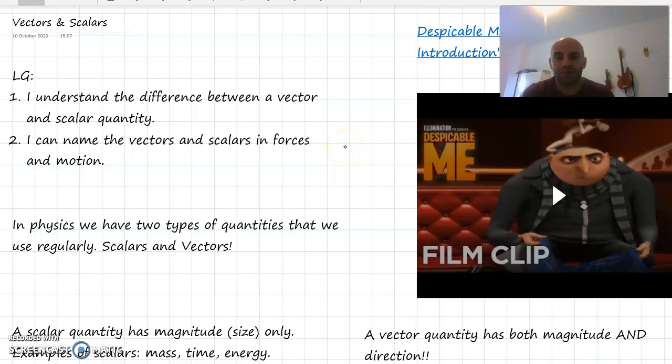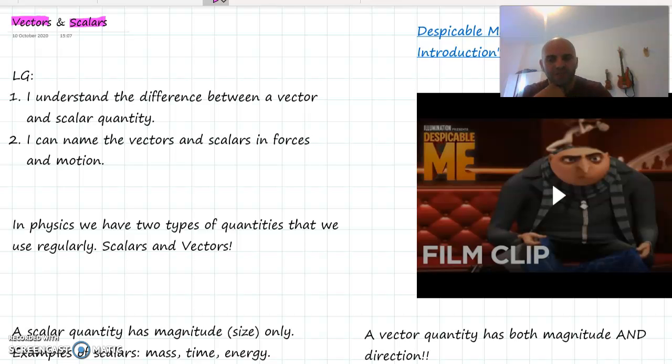Okay, so what we want to be able to do from this lesson is just to understand the difference between vectors and scalars. If we can understand the difference between a vector quantity and a scalar quantity, and then just name some of the vectors and scalars that we would use in forces and motion.